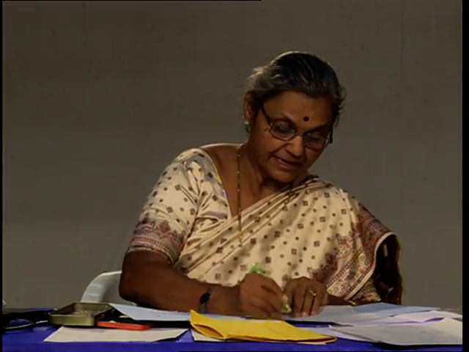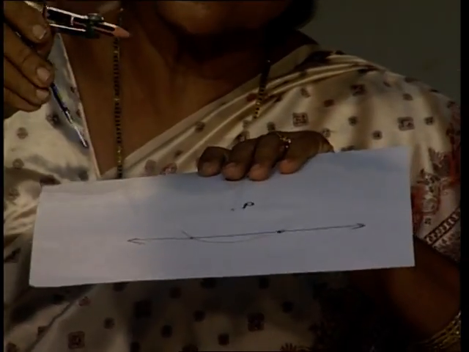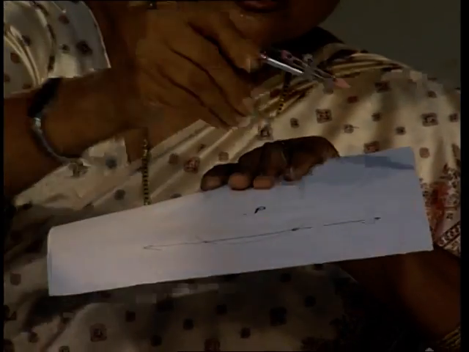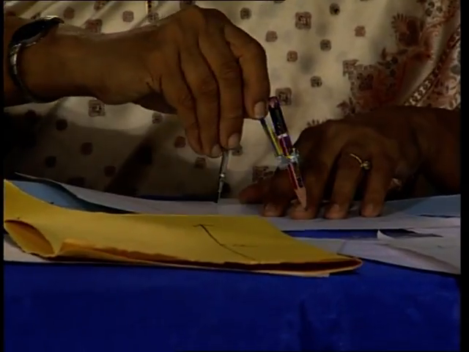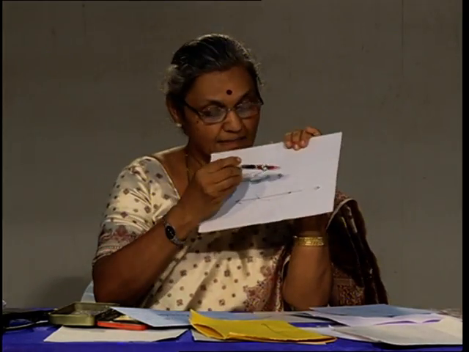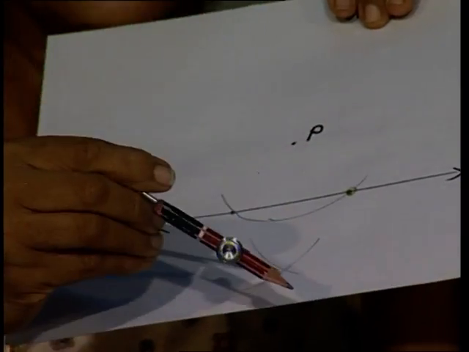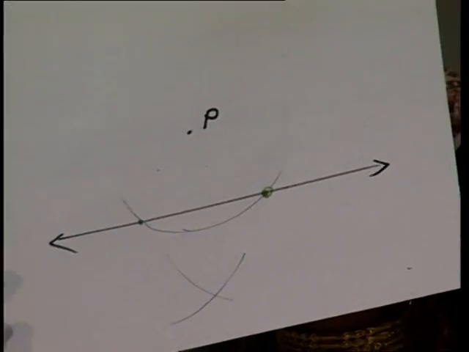Those points we make sharp, and then again put the compass point on them. Take a distance, we can change the distance, but with the same distance you can draw two arcs. Then take again some distance in the compass and draw two intersecting arcs. Then join this point P and the intersecting point. You will get a perpendicular passing through the point P to the line L.